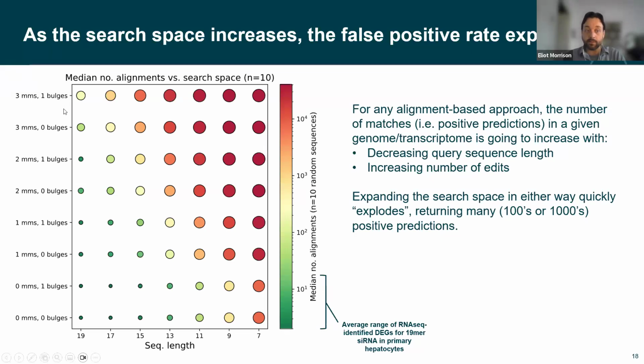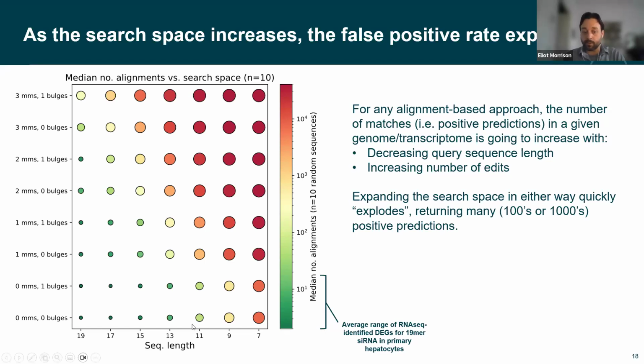increase your search space through increasing numbers of edits. In this case, the edits being mismatches and bulges and combinations of them. And we also looked at the impact as you decrease the sequence length. And this was meant to represent the challenge of the seed searches. And the way that we can kind of understand if we're getting closer or further away from reality as we make these changes is to consider this region here I've highlighted, which is roughly the average range of DEGs that we see in an average 19-mer siRNA experiment.